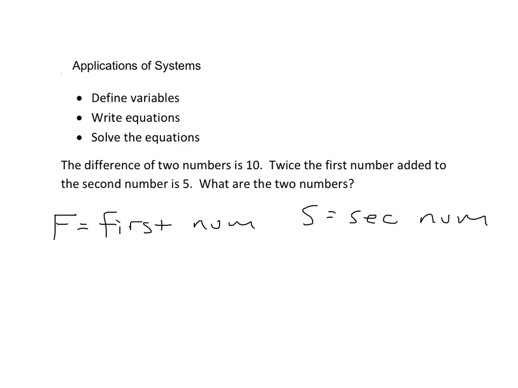So the difference of two numbers is 10. Difference means subtracting. So f minus s is 10. Is usually an equals. Twice the first number added to the second number. Twice the first number is 2f. Added to the second number equals 5. What are the two numbers? So now I'm going to solve the equations.